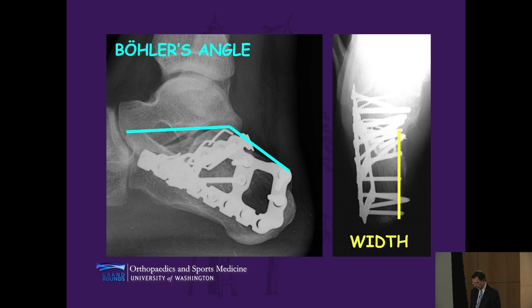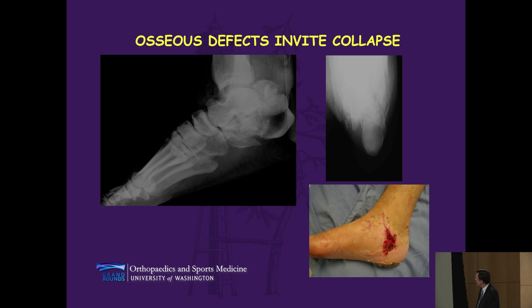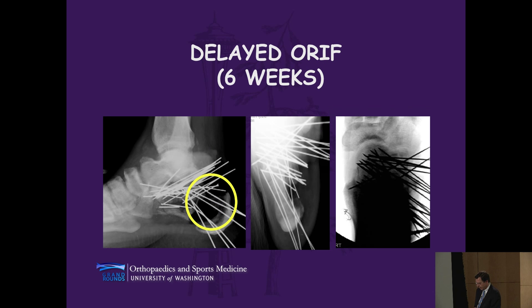There are osseous defects that invite collapse, and you can imagine with some of the more dramatic injuries such as this one. This was an open injury. You see it took almost a month for him to heal to this point, but it's still not healed. This is prior to our use of the external fixator, and initially you can see there's a daunting CT scan about how you're going to manage this, but essentially if you approach it the way we were discussing earlier, this is the amount of bone void that was missing.